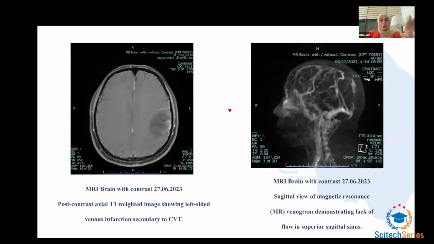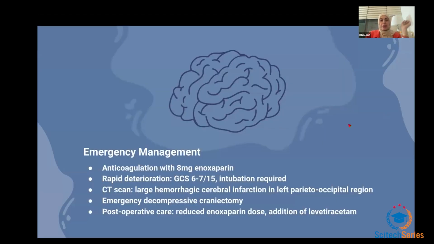And then again here, we did an MRI with contrast. And here we see the lack of flow in the superior sagittal sinus. And then we started her on anticoagulation with enoxaparin. But in the ER, she showed rapid deterioration. Her Glasgow score was 15 at first, and then it rapidly went down to 6 to 7. And that's when we intubated her.